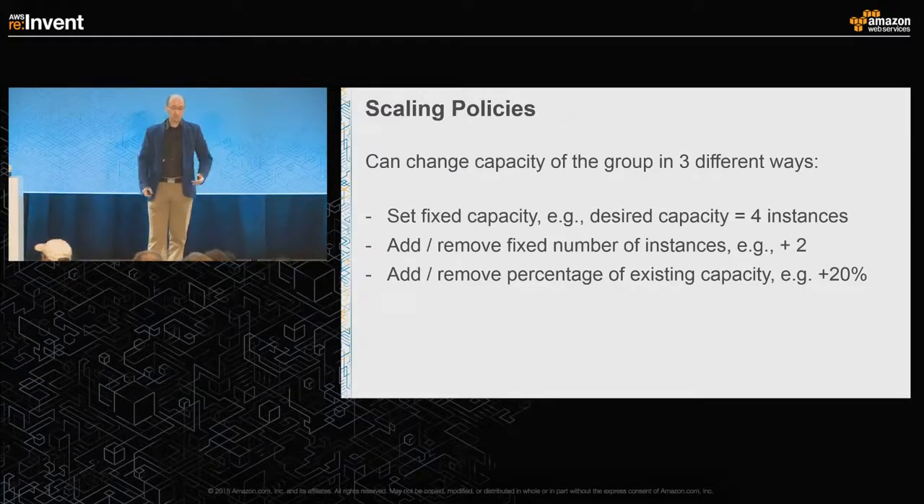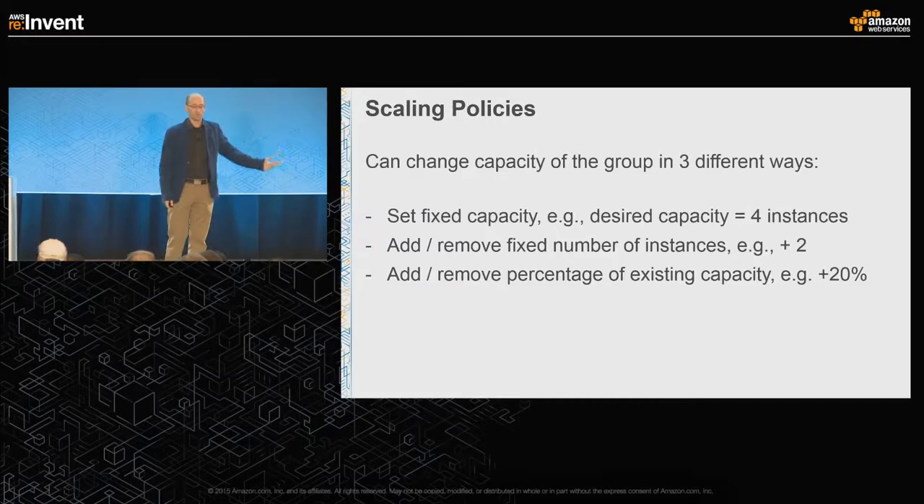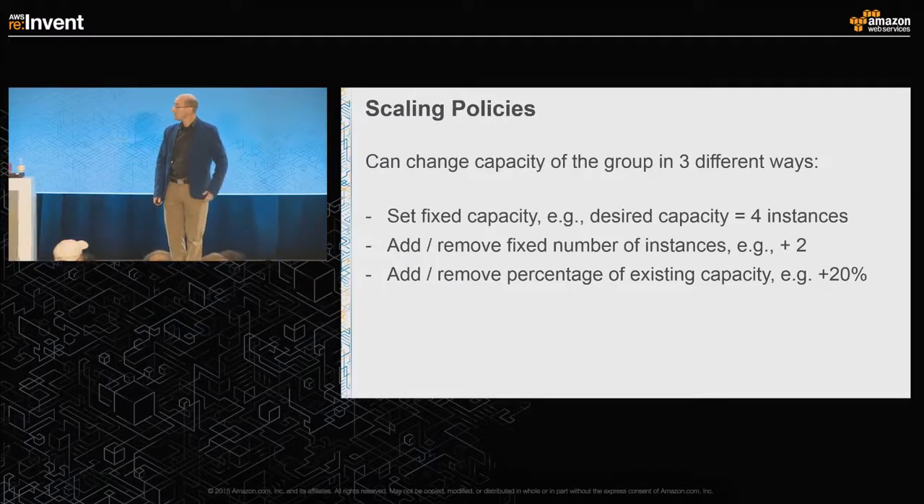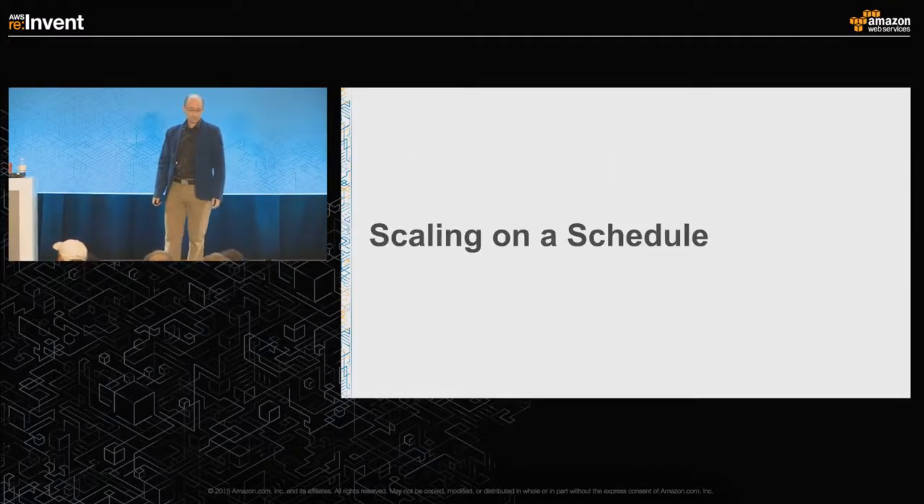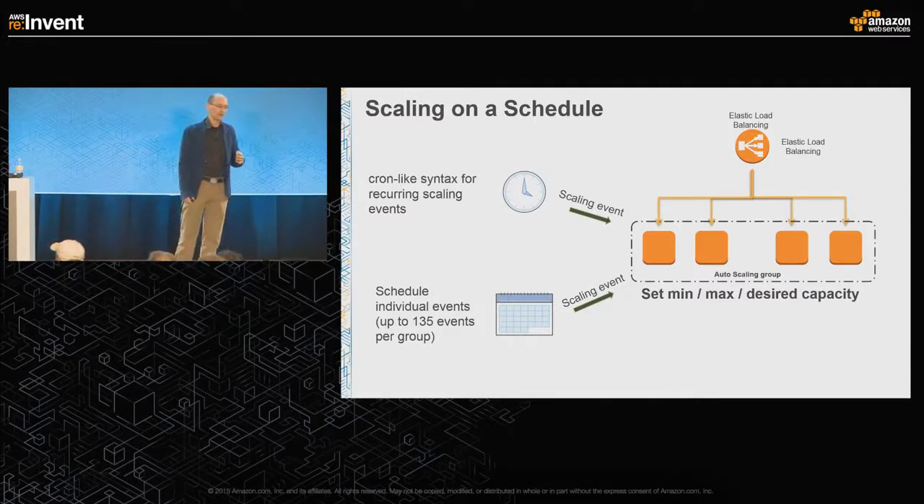What we see more often is that people ask for a fixed number of instances to be added, but you can also add or remove a certain percentage of the available instances that you have right now. So depending on how fast you scale, how fast you anticipate you need to scale, you can choose one or the other. Scaling on a schedule is very useful. It's useful for things like batch processing, probably not as useful for web loads, unless you have something that is very predictable.